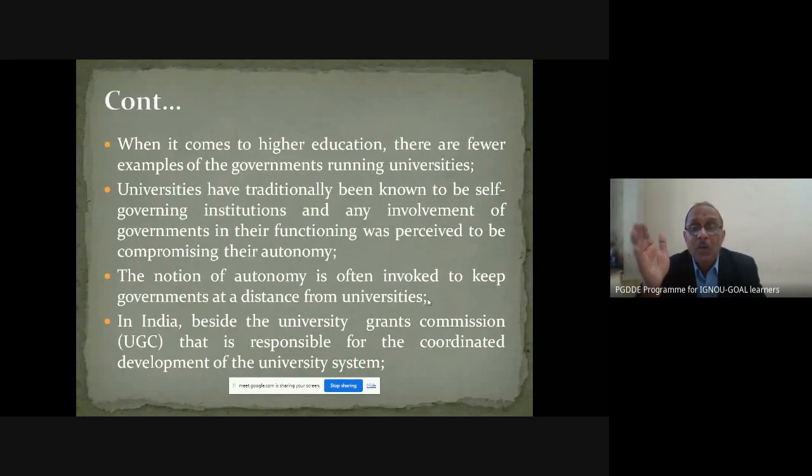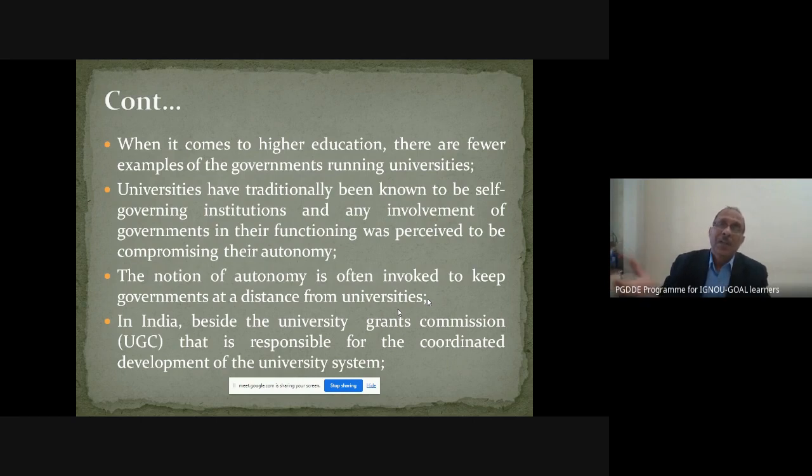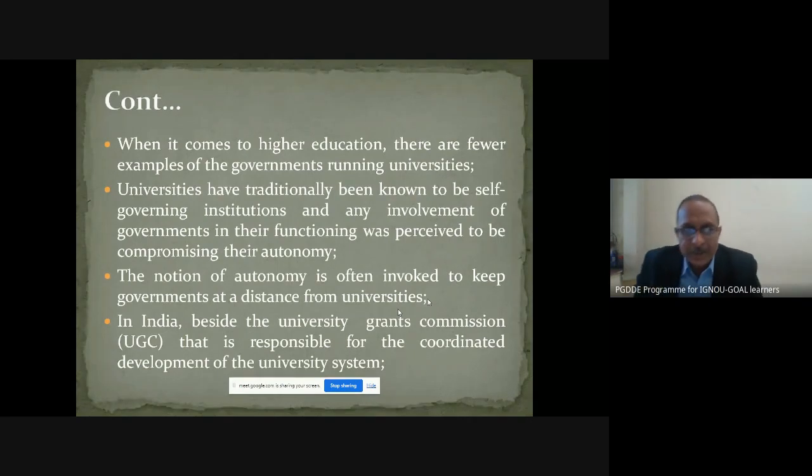Any government presence should be perceived as interference in the autonomy of the university. That's how universities are seen, as autonomous institutions. Autonomy is often invoked to keep governments at a distance, because universities or colleges will be run by the executive council of a university or the board of management, where people from different walks of life are the members. They will take the appropriate decisions which are needed.